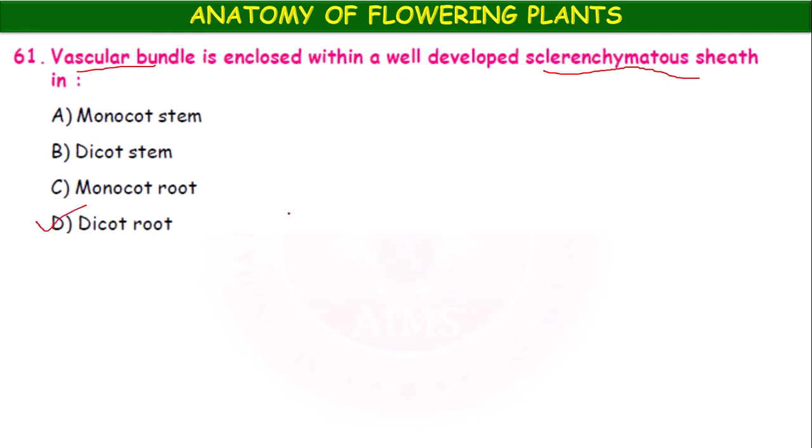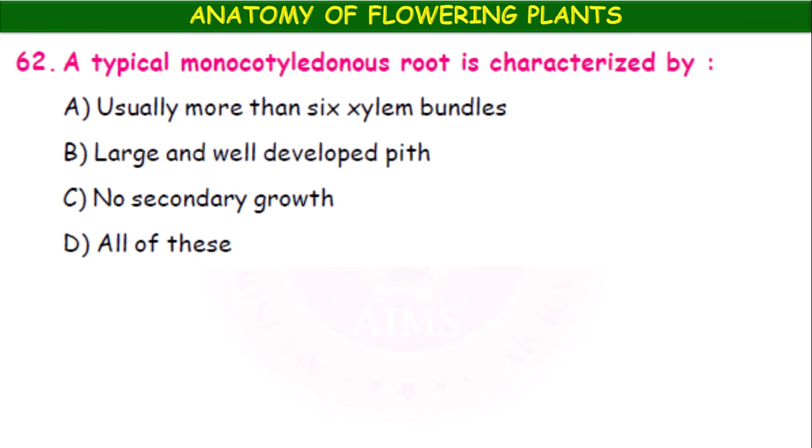Dicot root. Okay. A typical monocotyledonous root is characterized by usually more than 6 xylem bundles, large and well developed pith, no secondary growth. So, all of these.